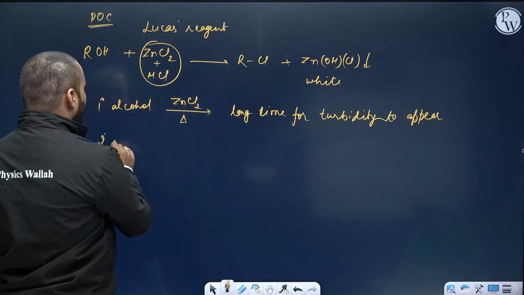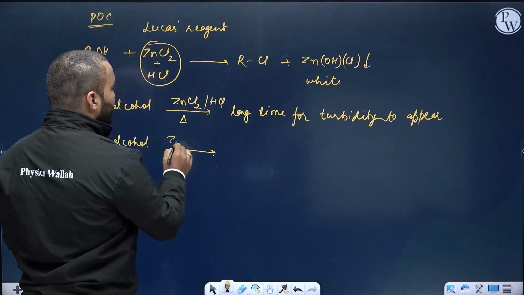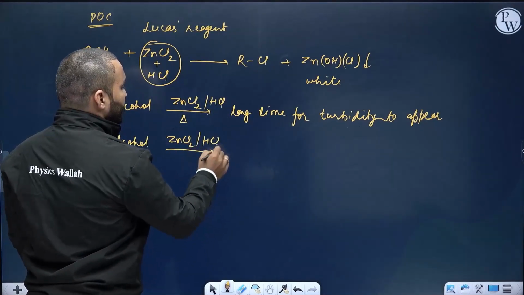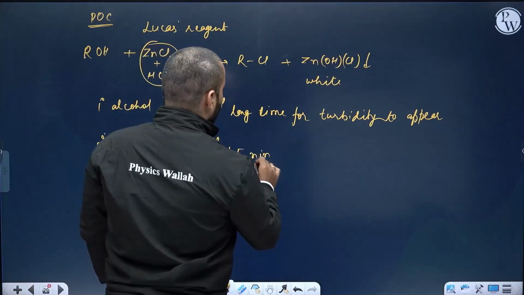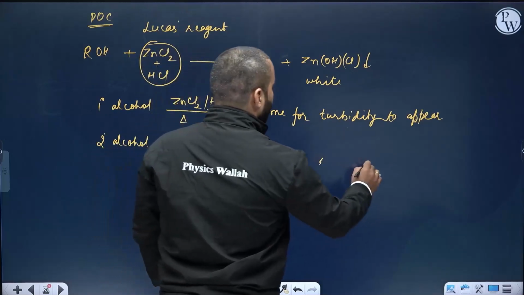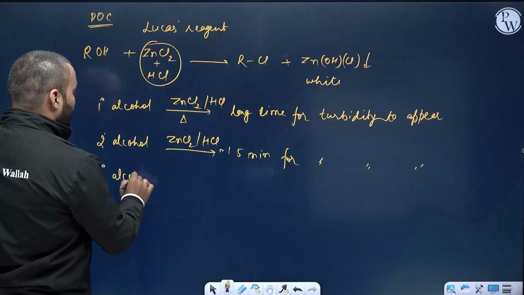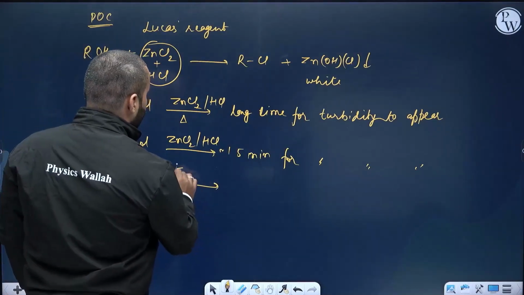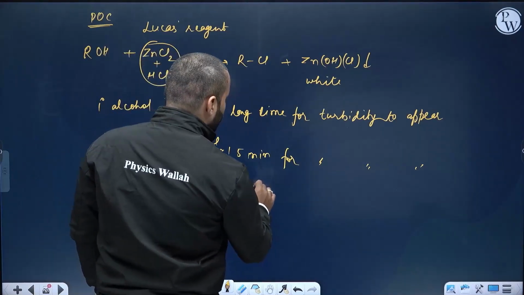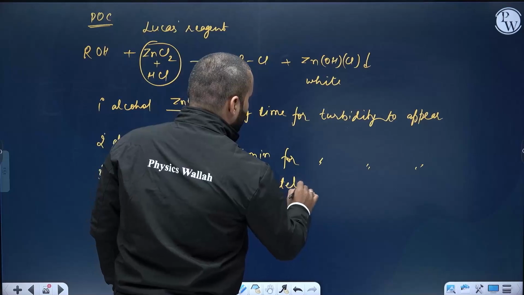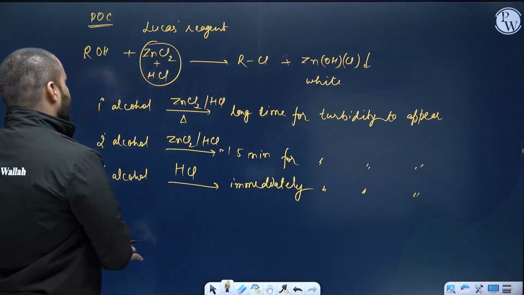If you have secondary alcohol, now treat it with ZnCl2 and HCl, no need of heating. It will take approximately 15 minutes for turbidity to appear. Understood? If you have a tertiary alcohol, you need not heat it. Also, you need not use ZnCl2. You can just go with HCl and the turbidity will form immediately. Thus, this becomes a practical organic test for the primary, secondary and tertiary alcohols.